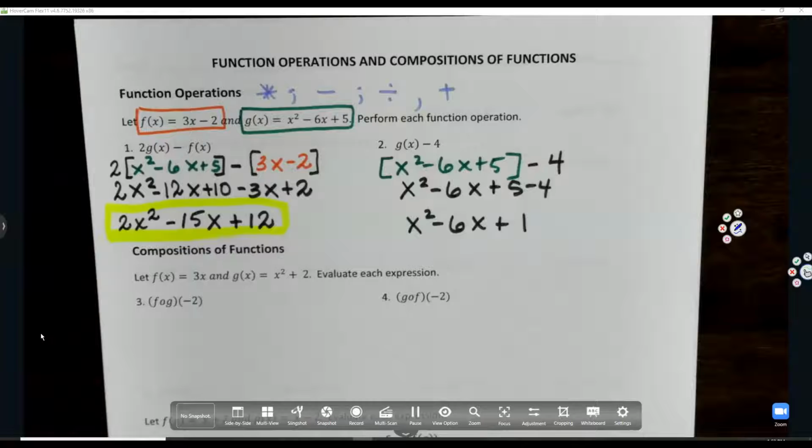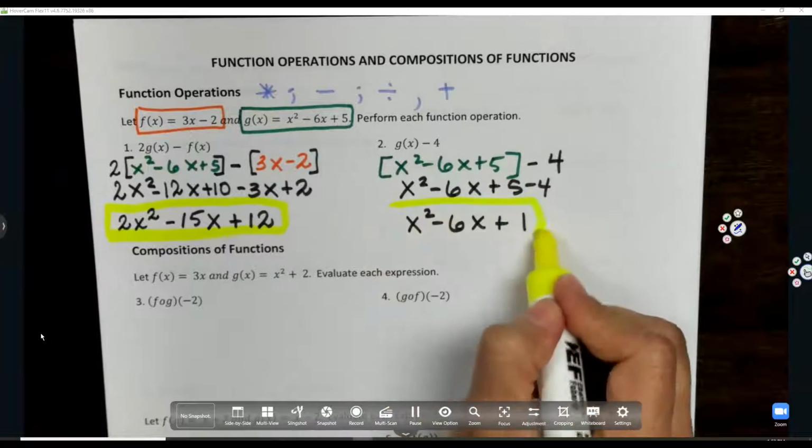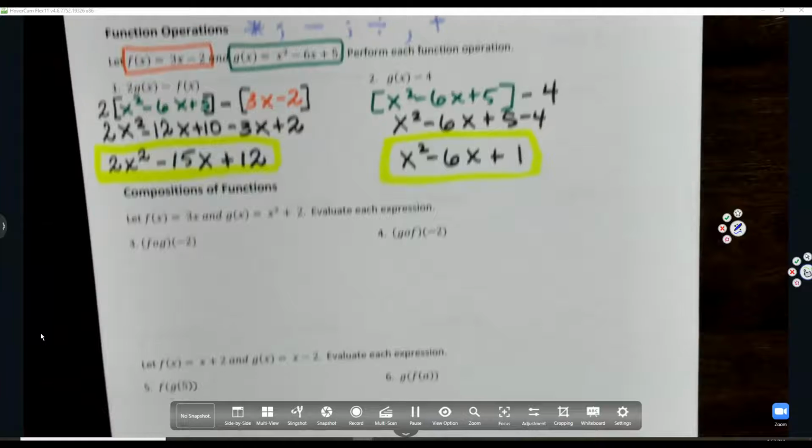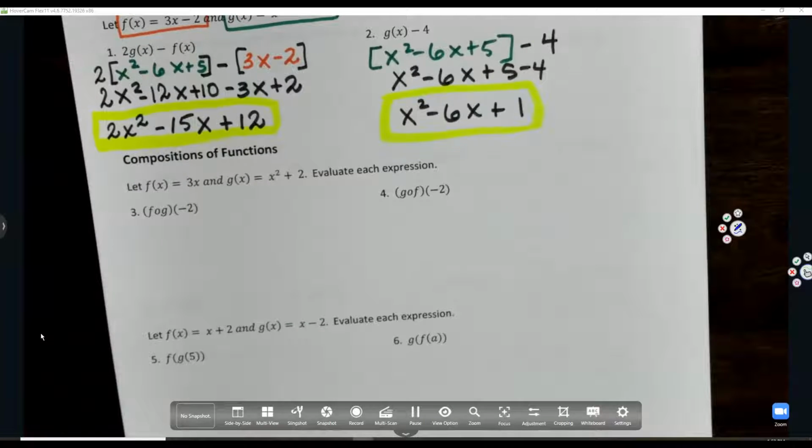Just operations, just getting used to looking at functions and combining like terms and stuff like that. By the way, if there's not an equal sign in the problem, you can't solve it. So no solving at all. There's no equal sign there. All right, so that's just simplifying. Let's go ahead and take a look at the next part. And this is going to be it for the day.